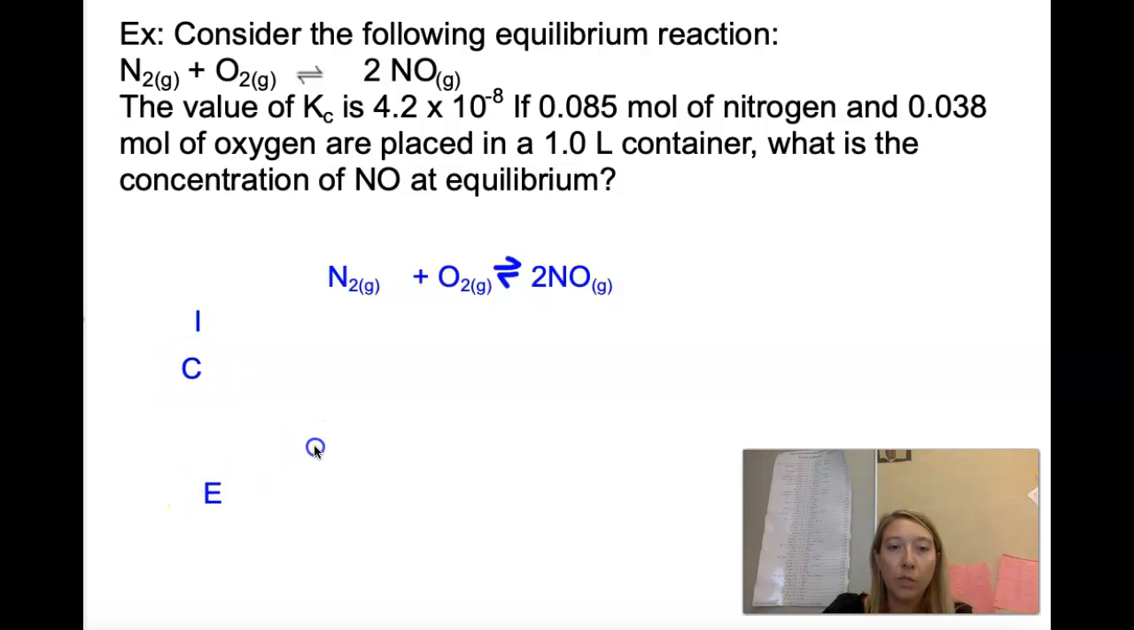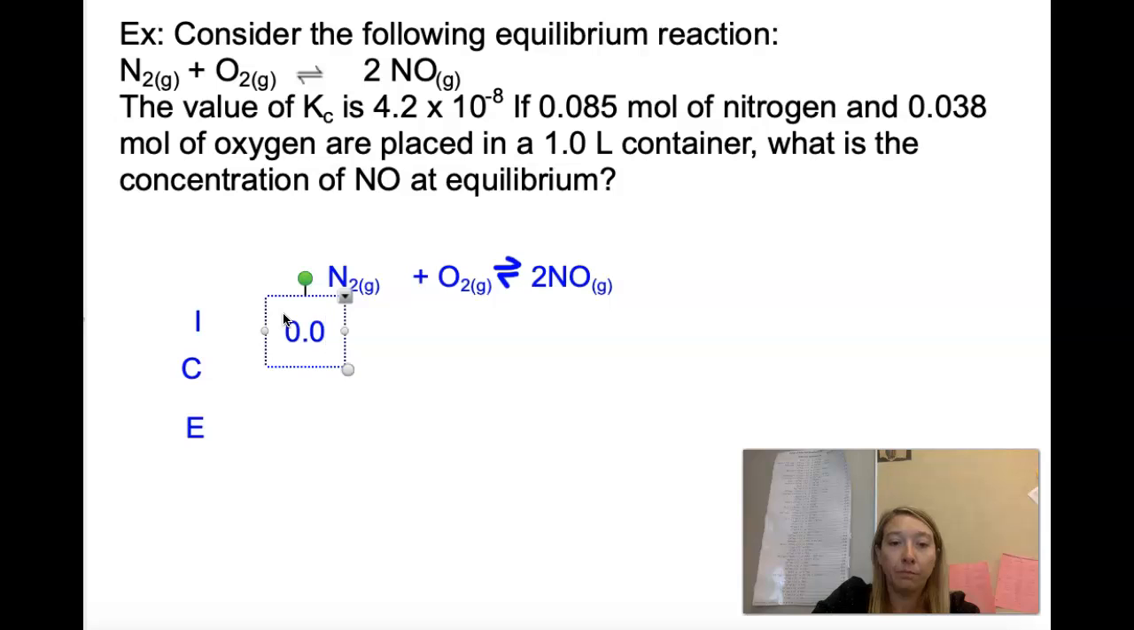All right, so what do we have in the question? We were given the value of K. We were given moles of nitrogen, 0.085, and moles of oxygen, 0.038, in a 1 liter container. Because it's a 1 liter container, the moles are going to be the same as the concentration.